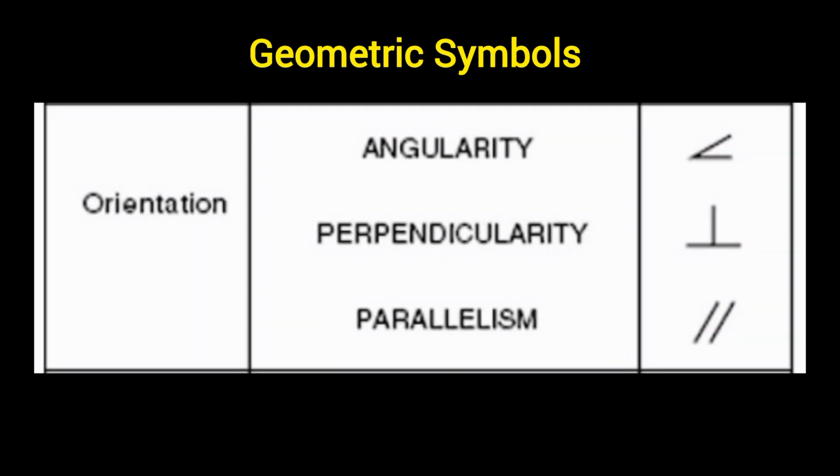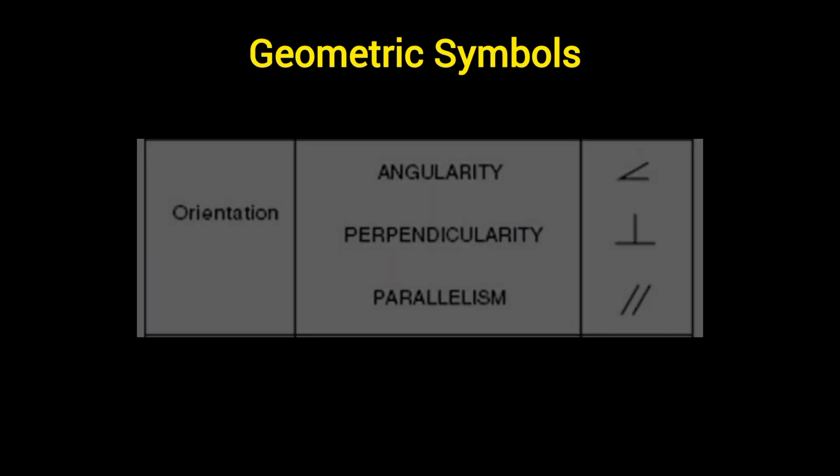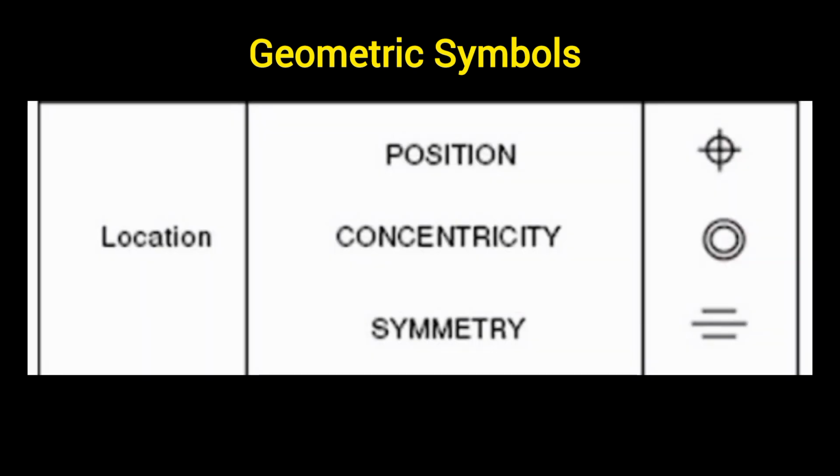The third category is orientation, and in this we have 3 symbols: angularity, perpendicularity, and parallelism, and all of these require a datum or reference. Let's suppose a surface is perpendicular, so perpendicular to what? Some other surface, and that other surface is called the reference or datum. Similarly, this goes for angularity and parallelism. A surface is parallel, so parallel to what? Some other surface, and that other surface is a datum. So orientation requires a datum.